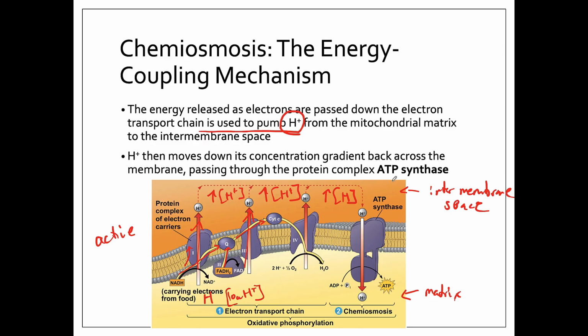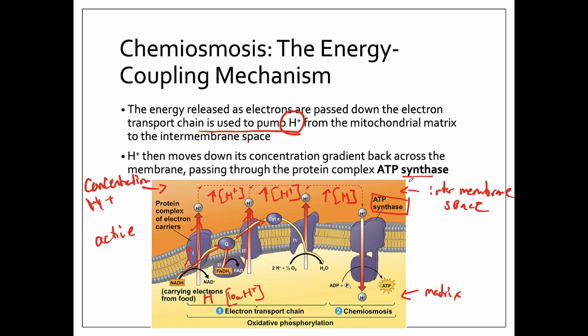So what's going to eventually happen is we are going to build up a concentration of hydrogen ions in the intermembrane space. So now our energy is actually stored in the hydrogen ion concentration gradient. And so once the hydrogen ions find a protein channel that is going to allow them to diffuse back down their concentration gradient, they're going to go through that. And the protein that does that is called ATP synthase.